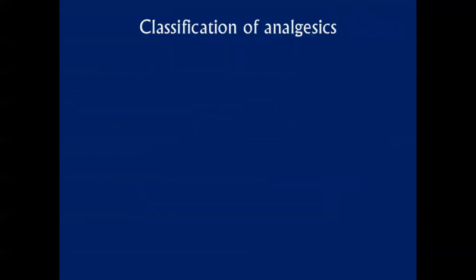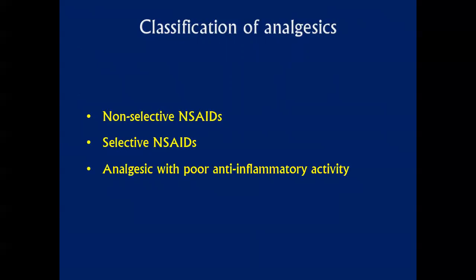Now let's go to the drugs. All my lectures start with the background information and then the drugs. Now, classification of analgesics: non-selective NSAIDs, as I mentioned, act on both COX-1 as well as COX-2. Selective NSAIDs, selective means COX-2 selective. And then we have only one drug in the class of analgesics with poor anti-inflammatory activity. That's paracetamol.